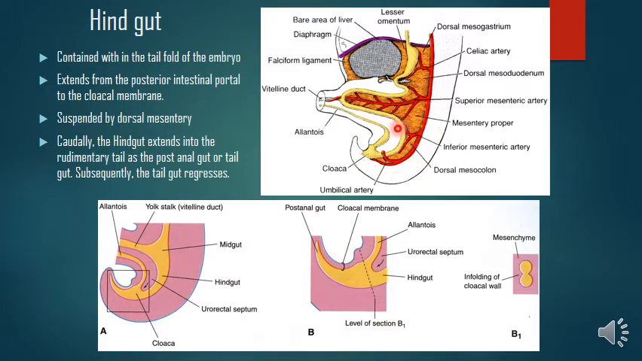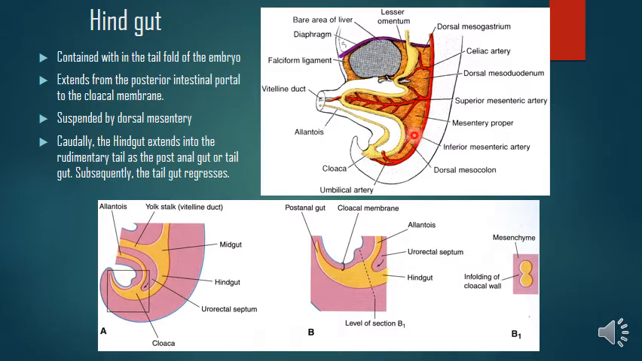It extends from the posterior intestinal portal, which is the junction between the midgut and the hindgut, to the cloacal membrane. Posteriorly it is suspended by a primitive dorsal mesentery. If you see this orange shaded area, that is the dorsal mesentery, through which the hindgut is suspended from the dorsal body wall.